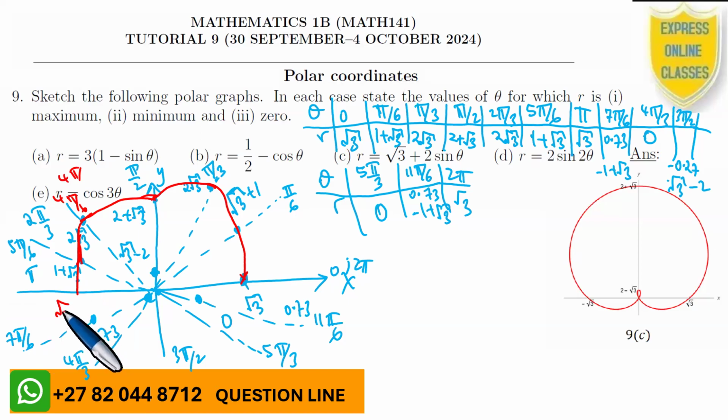So you're going to have the square root of 3 here. It's 7 pi out of 6. We have 0.73. Okay, and then 4 pi over 3 is 0. Three pi over 2, then you have this one. It's exactly this one here. At 5 pi over 3, you also have a 0. 11 pi out of 6, you have point that.